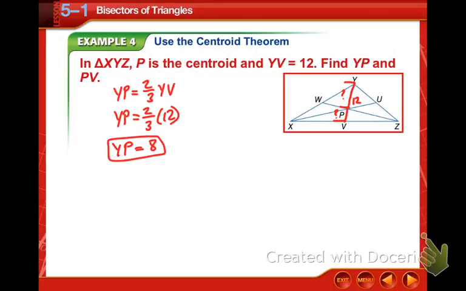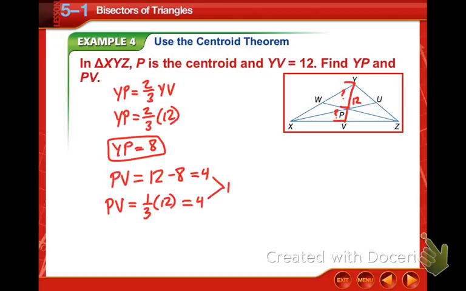So YP is 8. Now, for PV, we have some options. We can just do the 12, that the whole thing is, and subtract away the 8. Or we can know that PV is equal to 1/3, because there's 3/3 total. 2/3 were already used of the 12. Both of these will get us 4, and that is equal to PV.